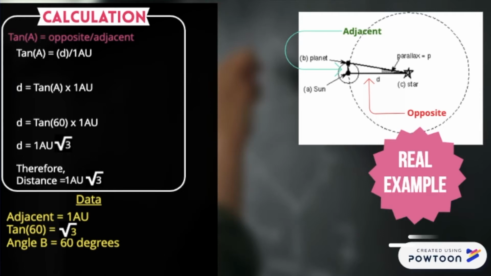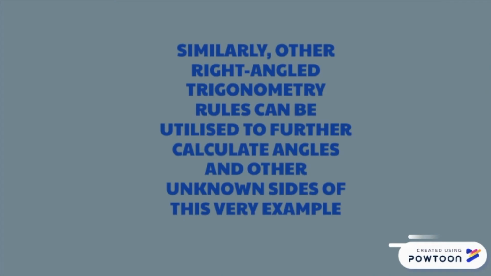We are trying to find the distance, and so the side opposite the angle. We use the tangent function, as we know the adjacent and the angle. Once we rearrange this equation, we now know that distance equals tan 60 times 1 astronomical unit. Tan 60 is equivalent to the square root of 3, and so the answer to the distance of the star and the Sun is distance equals 1 astronomical unit times the square root of 3. Similarly, other right-angled trigonometric rules can be utilized to calculate other unknown angles and sides of this very example.